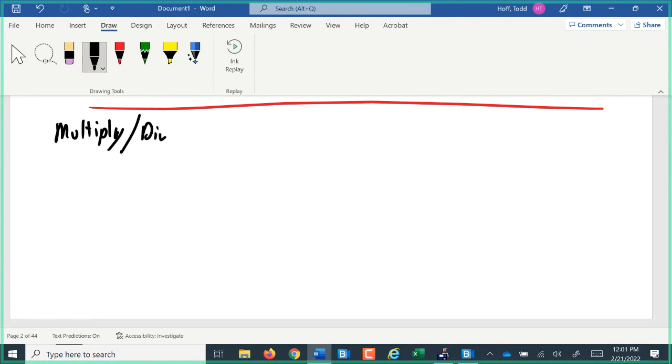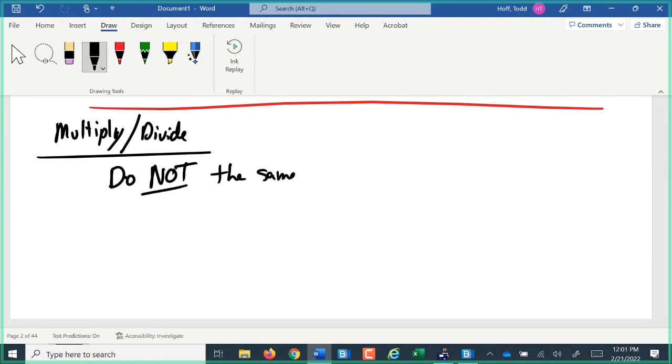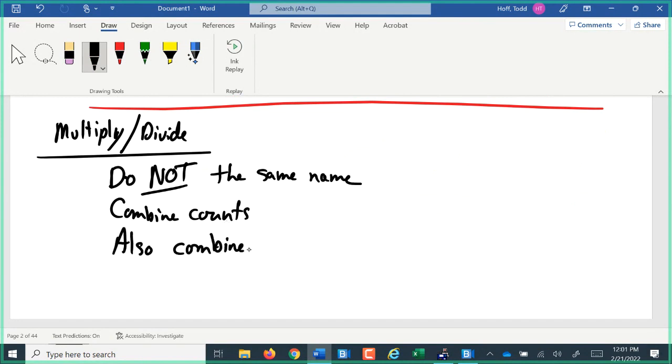We multiply or divide. Remember, we do not need the same names. We'll combine the counts again. Then we will also combine the names.